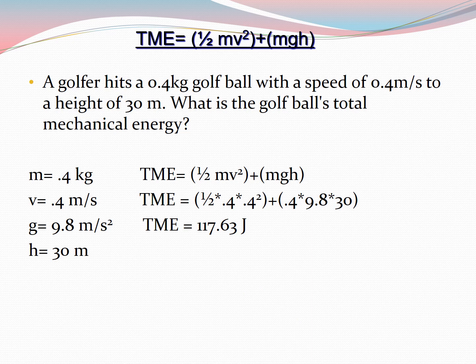So first, let's write our variables down. M is 0.4, velocity is 0.4 meters per second, G is always going to be 9.8, and our height is 30 meters. So we have all the info we need to find total mechanical energy.